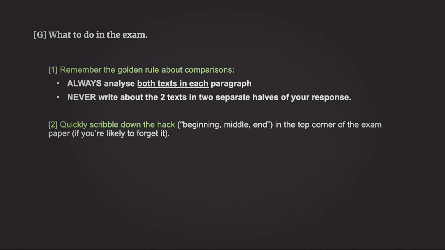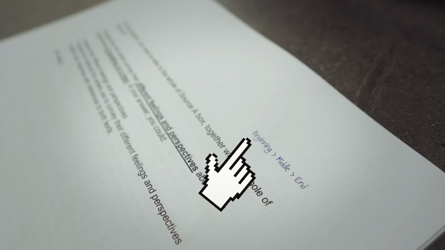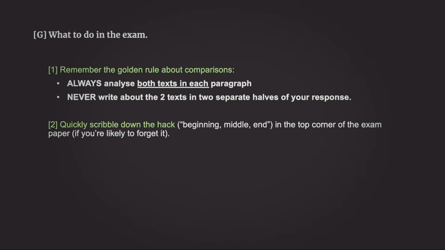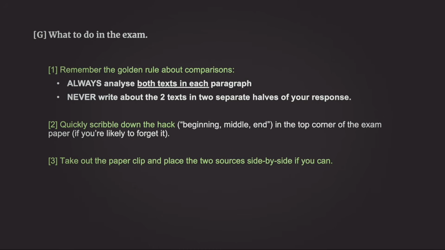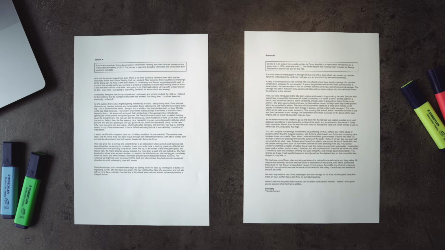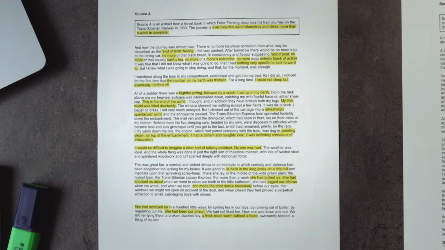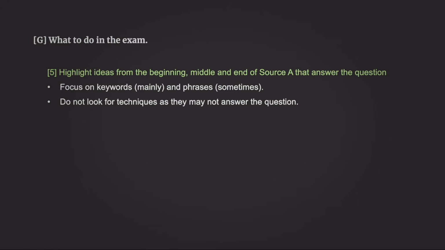Step 2. Quickly scribble down the hack, beginning, middle, end, in the top corner of the exam paper if you're likely to forget it. Take out the paperclip and place the two sources side by side if you can. Use the beginning, middle, end hack. Highlight anything from the beginning, middle, and end of source A that answers the question. Focus on keywords and phrases. Do not look for techniques yet, as they may not answer the question. Then do the same for source B.